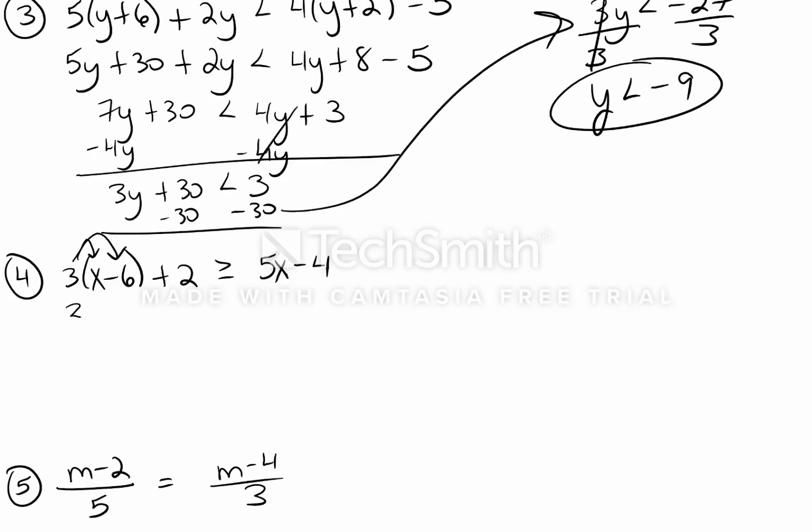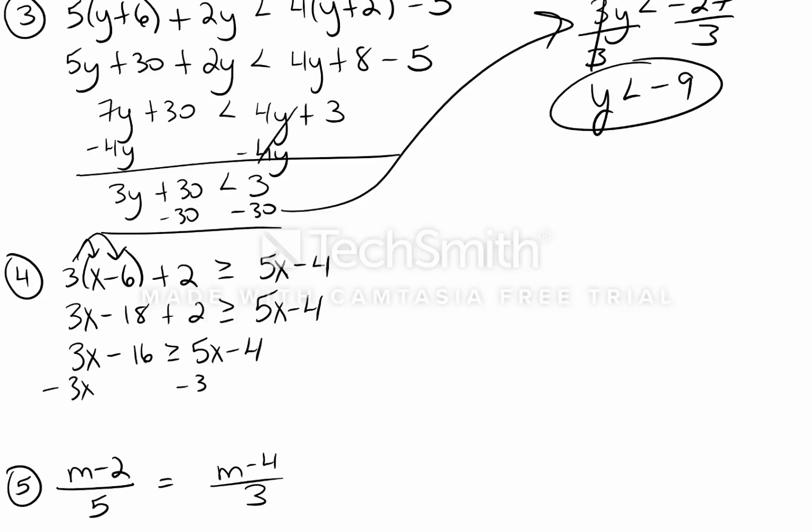Problem 4, same situation, also an inequality, so watch out for that in case you're multiplying and dividing by a negative. But here we start by distributing, combining like terms. The negative 18 and the 2 combine to negative 16. So now you subtract 3x from both sides to get your variables on the same side. You get negative 16 is greater than or equal to 2x minus 4.